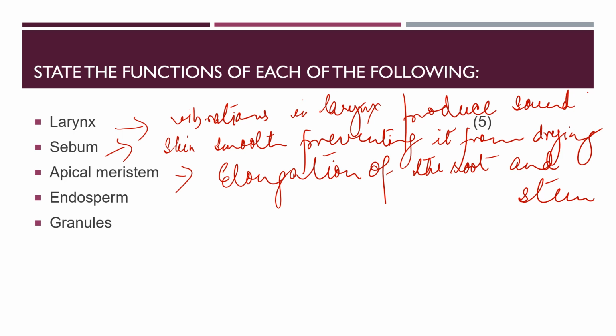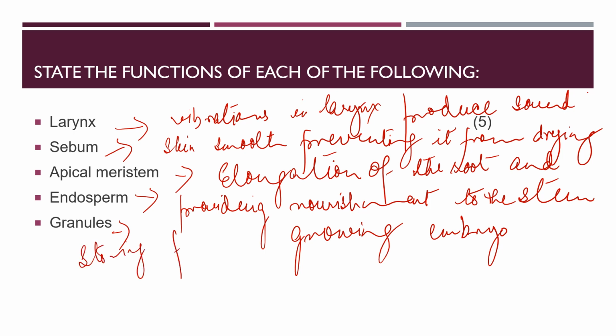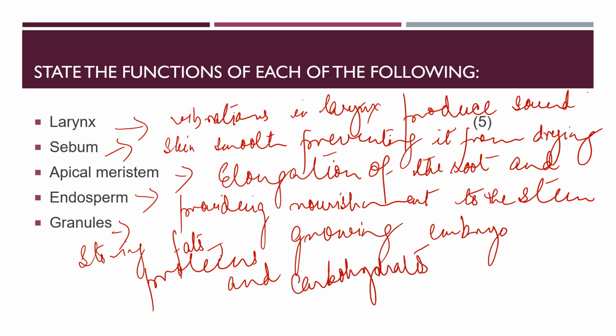Now endosperm, what is it doing? It is providing nourishment to the growing embryo. Okay, now what are granules? Granules are storing fats, proteins and carbohydrates.